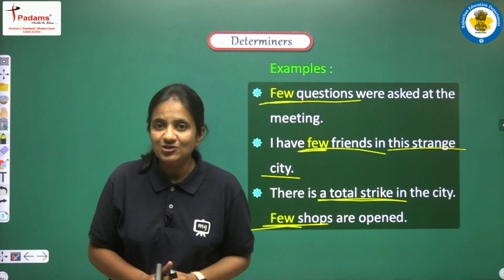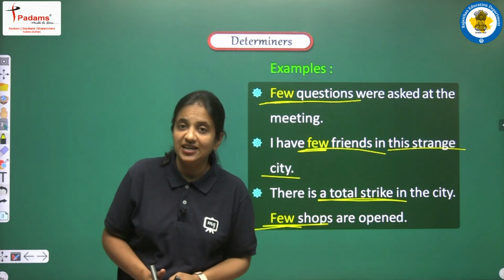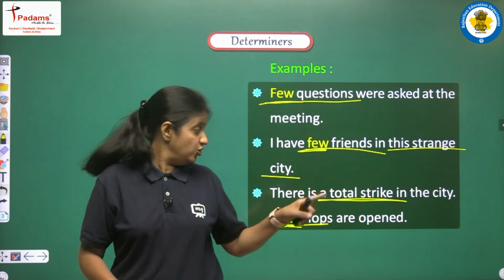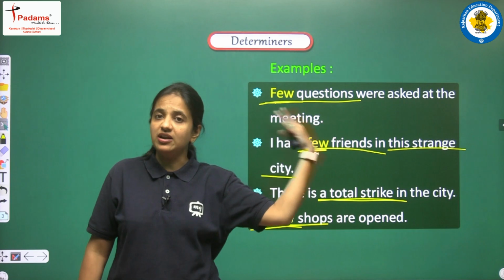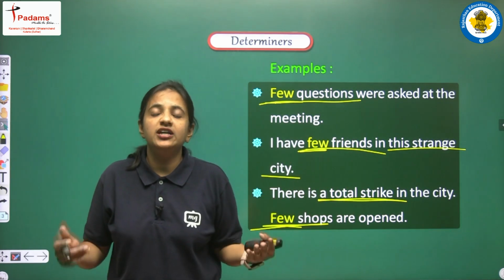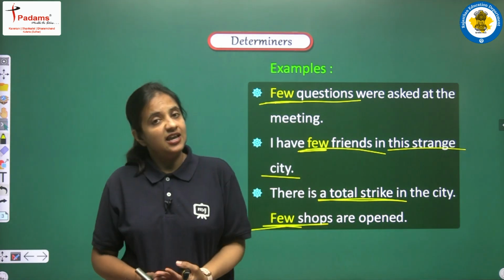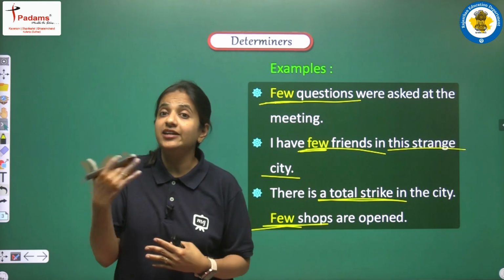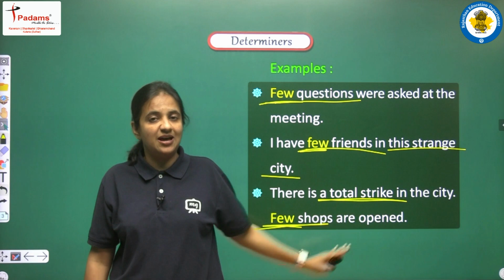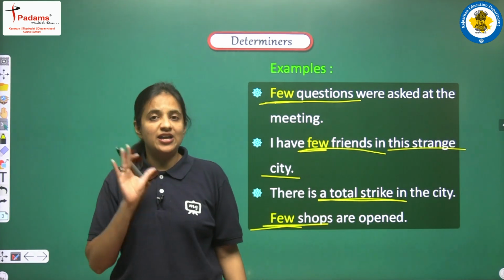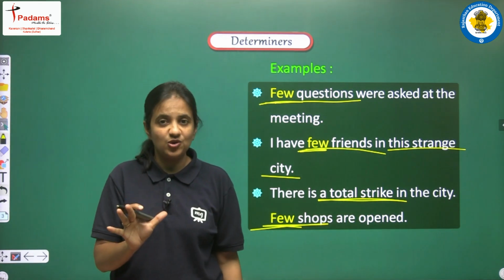And when we are using few, it means we are trying to show that these things, maybe they are shops, friends or questions, whatever noun is there, वो quantity में इतना कम है कि हम कह सकते हैं कि वो एक negative form में है, right? And how? So for that we have discussed some examples already here. So I hope that few is clear to you all.